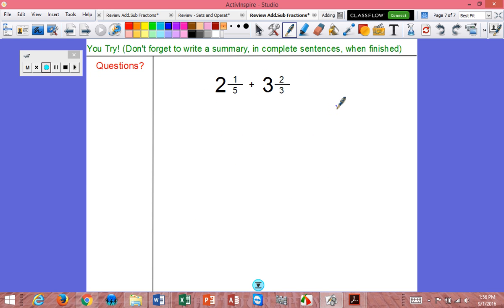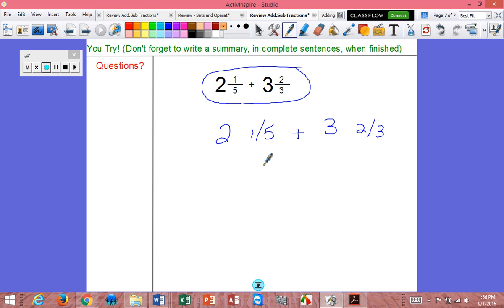Alright, now it's time for you to try. Take 2 1/5 plus 3 2/3. I want you to pause and write this problem down in your spiral, because on PlayPosit, it may come up looking like this. So pause and make sure you write it down so that it looks like this.